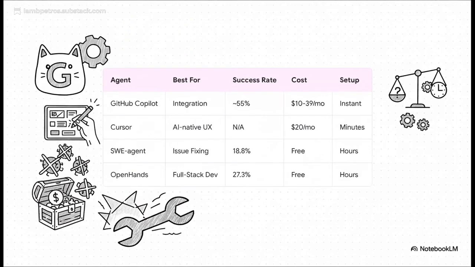So at the end of the day, it's about picking the right tool for your job. I mean, if you basically live inside GitHub and just want the smoothest possible experience, nothing beats Copilot. If you want to try a code editor that was built from the ground up for AI, you've got to check out Cursor. But if your team has this massive backlog of bugs you need to crush and you want an open source tool to just go to town on them automatically, then you're definitely looking at SWE-Agent or OpenHands. The trade-offs are pretty clear.